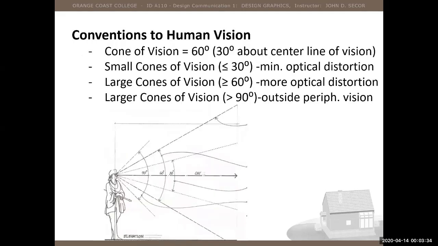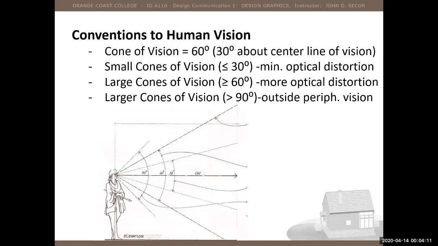So let's talk a little bit about what happens with the conventions of human vision. We don't have infinite vision. There are certain physiological limitations that we have. We're generally dealing with a cone of vision, and that cone is set at about 60 degrees, 30 degrees around a center line of vision. And because it's a cone, it's not square.